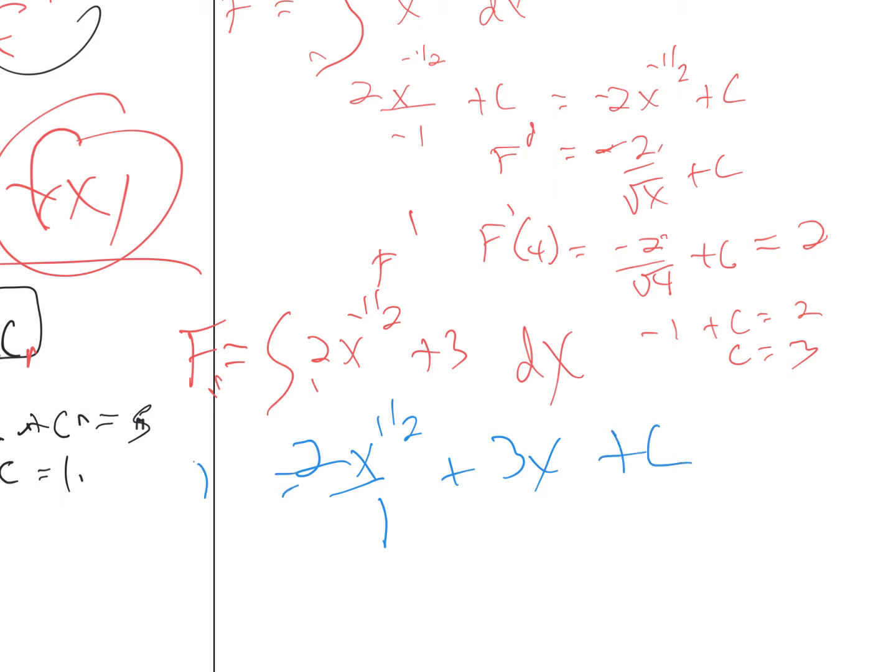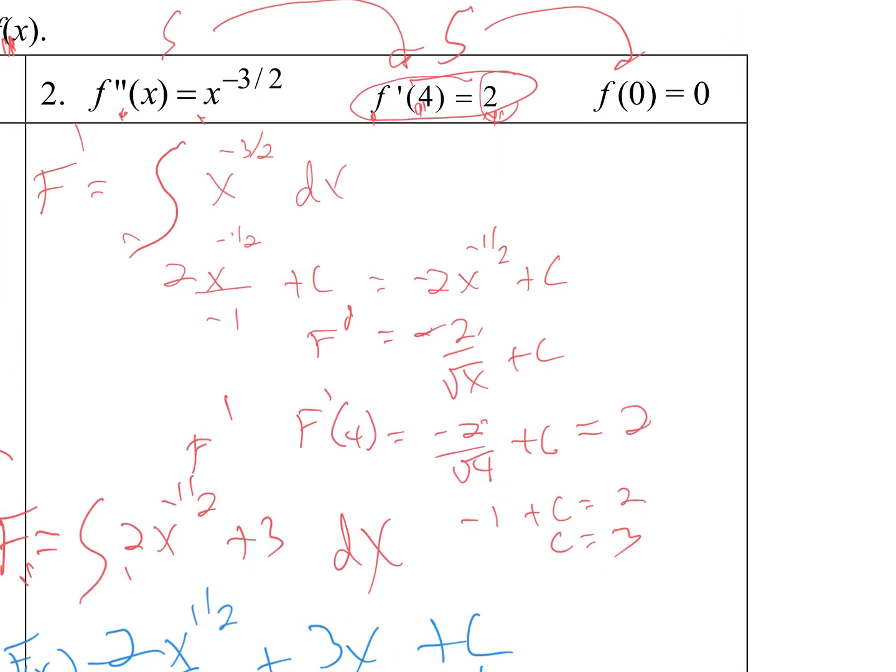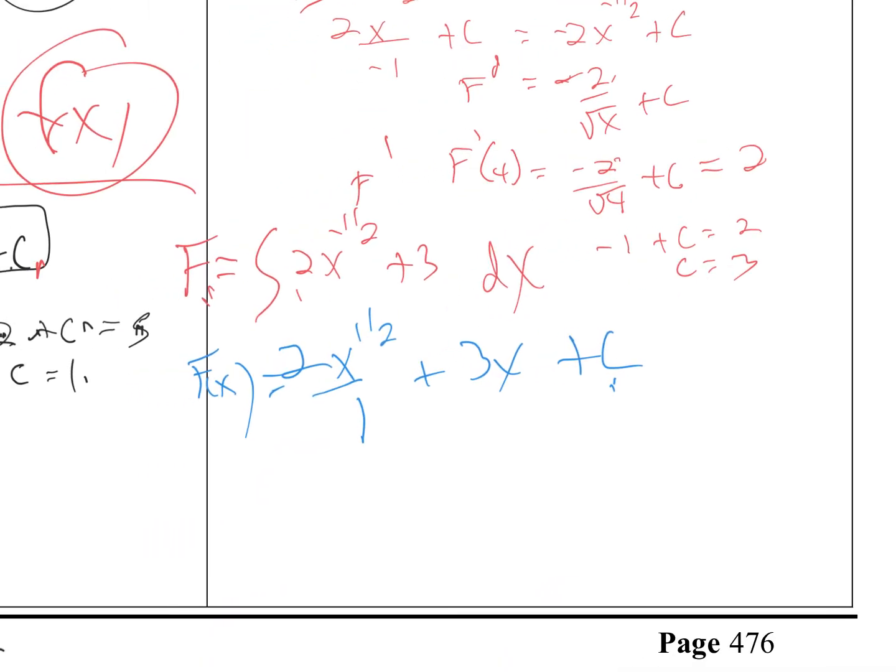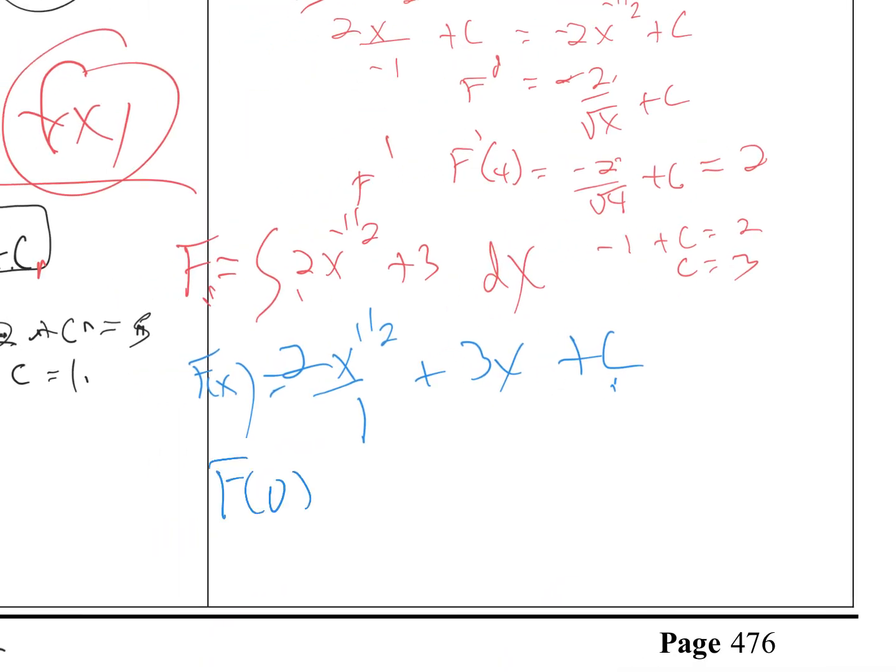This is my f, guys. This is my f with a constant. But that constant could be anything, but not in this problem because f of 0 is, oh, okay. So f of 0 would be 2 times the square root of 0 plus 3 times 0 plus a constant, which has to be 0.